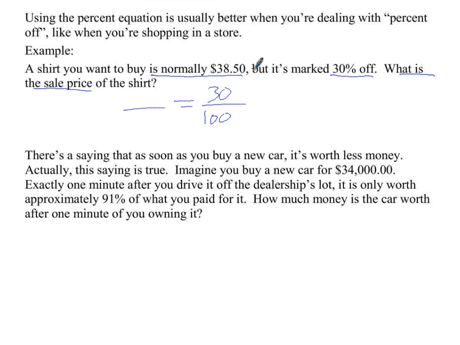So remember, if we have the smaller thing on top and we're dealing with a proportion, then the smaller thing needs to be on top over here as well. The smaller thing in this case is going to be the sale price. So that's my X, and then my $38.50 goes on the bottom. But it's 30% off. So if I do this proportion here, I solve for X. By the way, I'd be cross-multiplying, or I'd just be multiplying both sides by the $38.50.